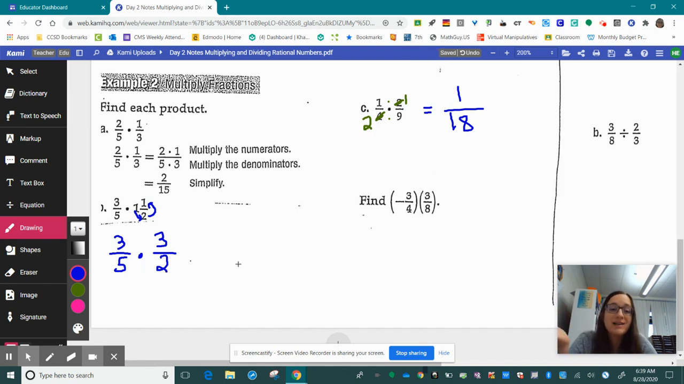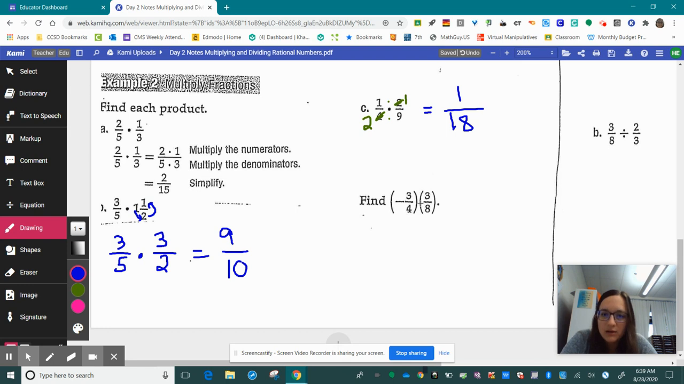All right, if we check diagonally, we can't simplify. So we'll just multiply. All right, so we have 3 times 3 is 9. 5 times 2 is 10. And if you notice, that fraction also cannot simplify. So you couldn't simplify at the beginning, so you most likely will not need to simplify when you're done.